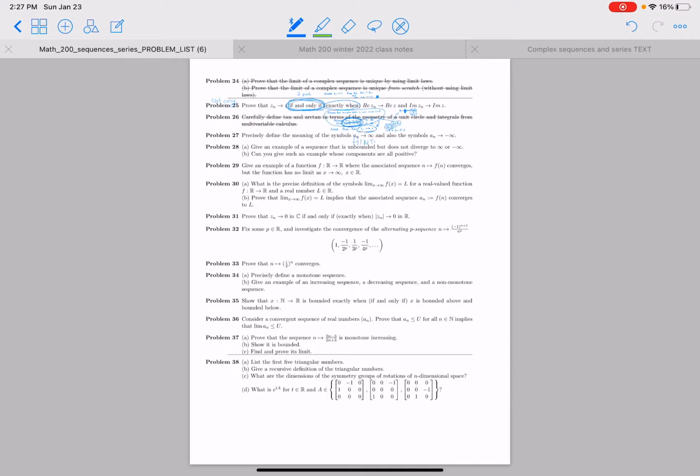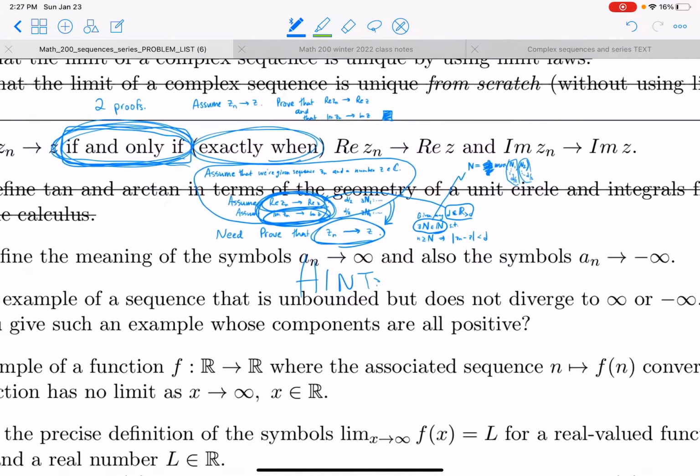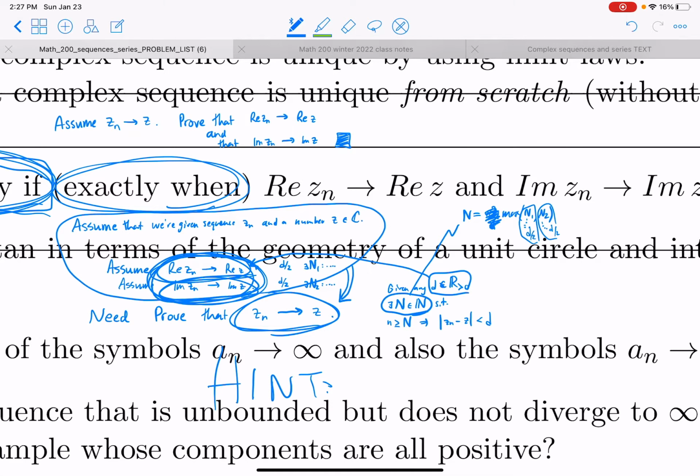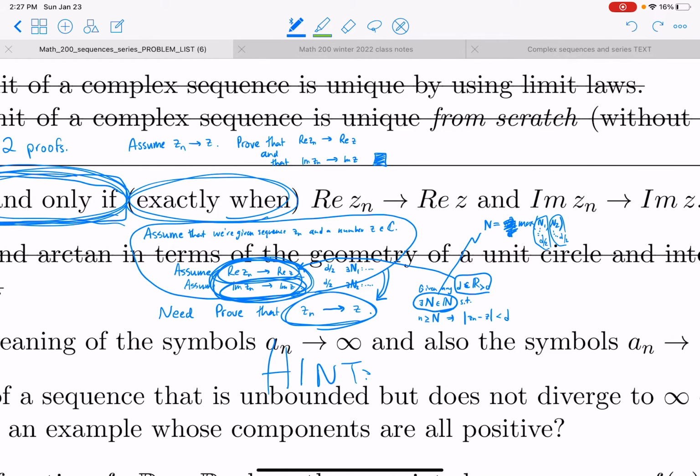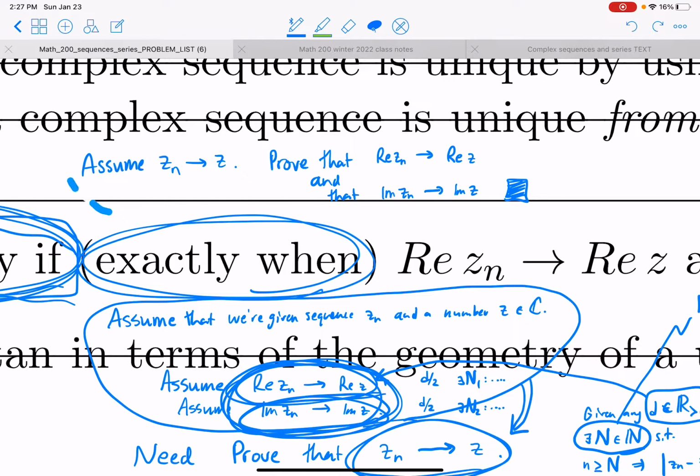Hi everyone, I'm back again with problem 25 because I realized your book actually used the limit laws, and when I was just talking about this, I had sort of a different idea that also works. So I thought, why don't I explain that idea to you? Okay, so let's first do this part.